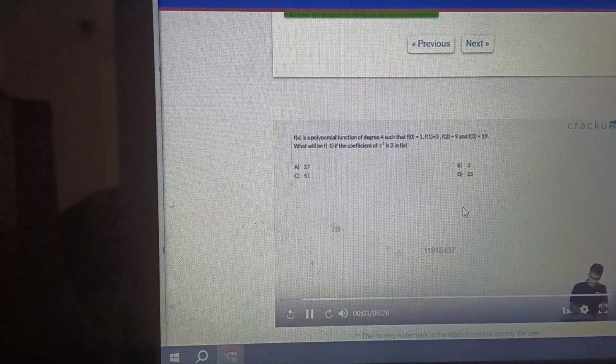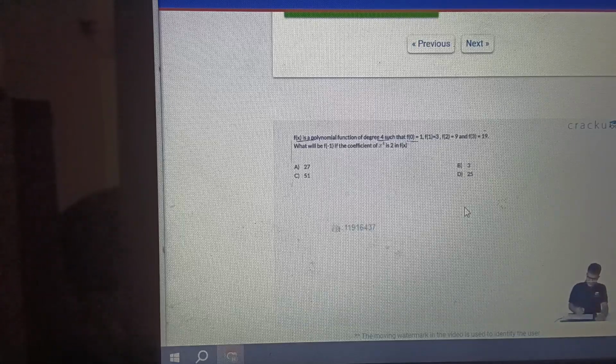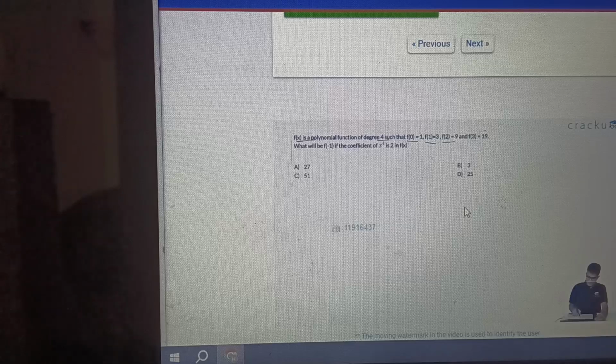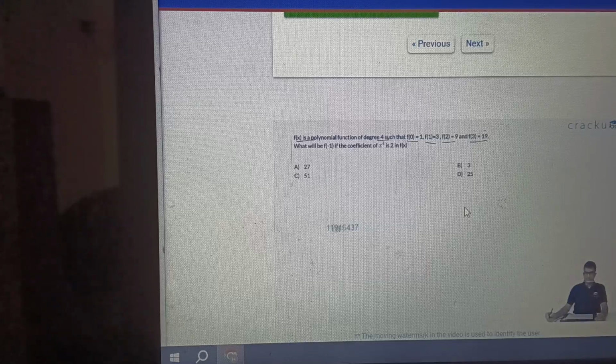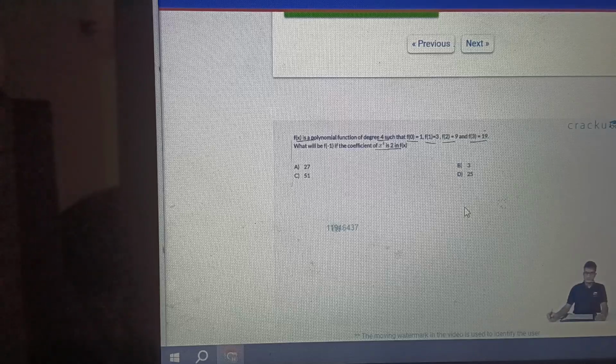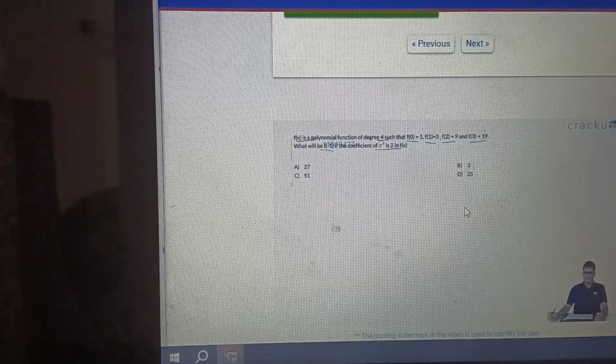Question: we are told that f of x is a polynomial function of degree 4 such that f of 0 is equal to 1, f of 1 is equal to 3, f of 2 is equal to 9 and f of 3 is equal to 19. We are told that the coefficient of x to the power 4 is 2 in f of x and we are asked to calculate the value of f of minus 1.